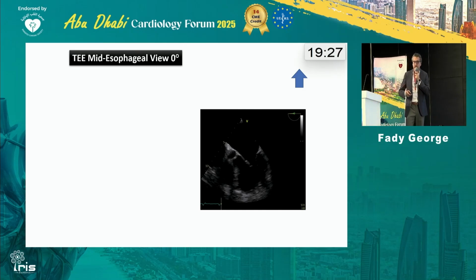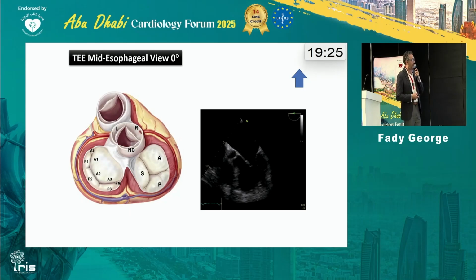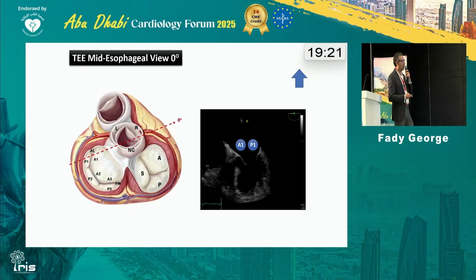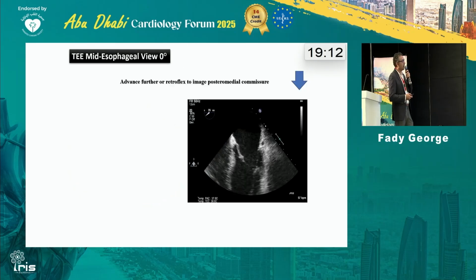So what if you go up a little bit with the probe, just withdraw the probe up, like 2 centimeters only? Then you will have a different cut through these scallops, which is basically A1 and A2 over here. And then you will pass by the aorta itself. So this is very important for the pathology. Still, you are at 0 degrees, mid-esophageal view.